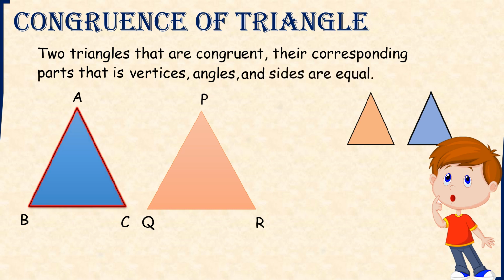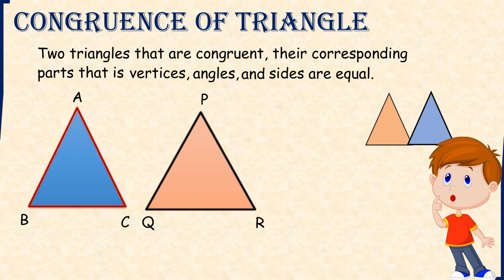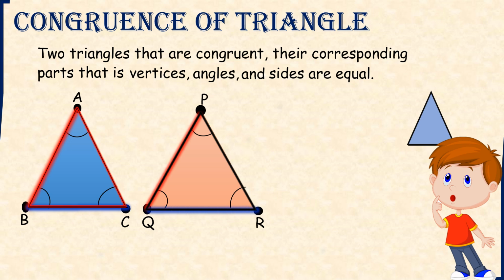Here, triangle ABC and triangle PQR are two triangles. When you place triangle ABC on triangle PQR, their corresponding corners coincide with each other. A lies on P, B lies on Q, and C lies on R. Also, angle A coincides with angle P, angle B coincides with angle Q, angle C coincides with angle R, and side AB coincides with side PQ. Side BC coincides with side QR. Side CA coincides with side PR. From this, we can write triangle ABC is congruent to triangle PQR.